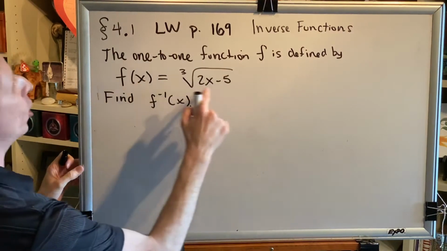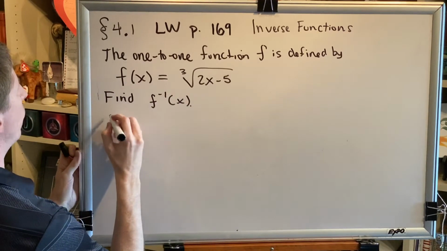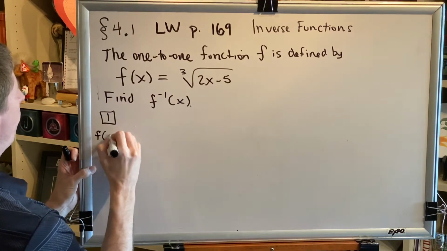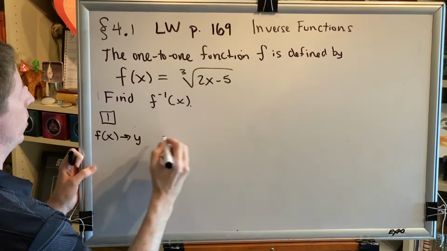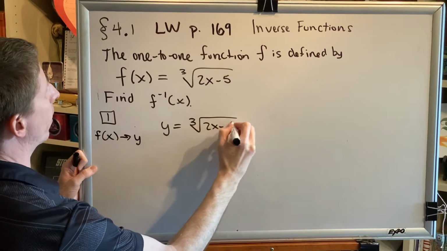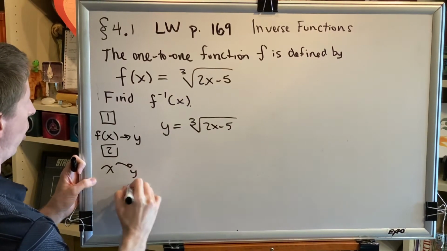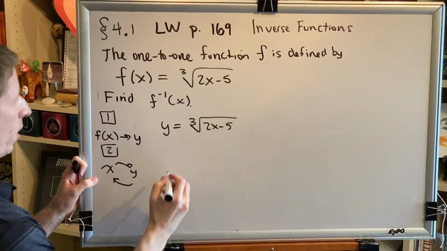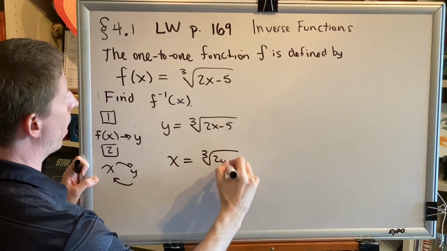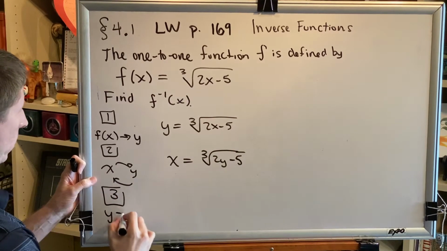We are given an equation and asked to find f inverse. So we go through the same 4 steps that we've done in so many other problems. Step 1 is to turn f of x into y. So we have y equals the cube root of the difference 2x subtract 5. Step 2 is to turn all x's into y's and all y's into x's. So then we have x equals the cube root of 2y minus 5. Step 3, solve for y.